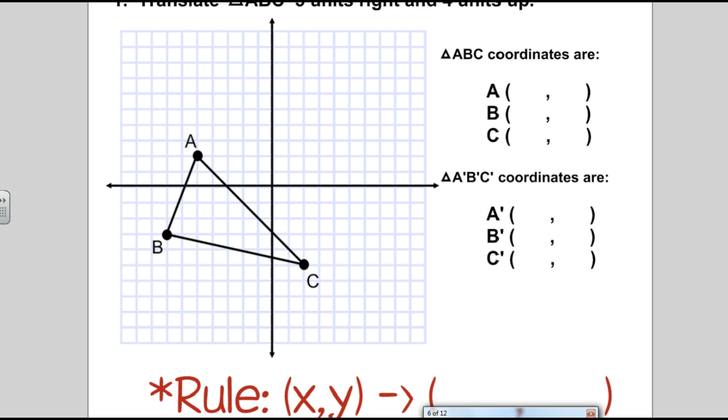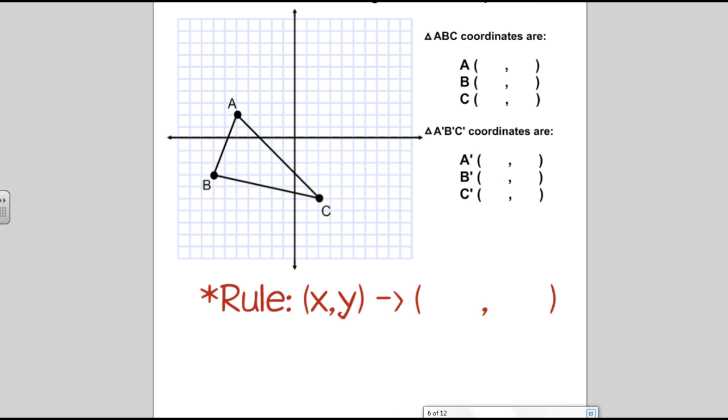All right, let's try one. Translate triangle ABC 5 units right and 4 units up. You don't have to translate every single point on the triangle. You only have to translate the vertices, and then you can just connect them. So all you have to translate is A, B, and C. Let's find their coordinates first.